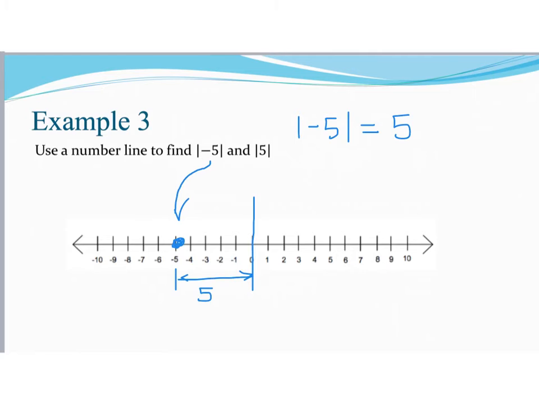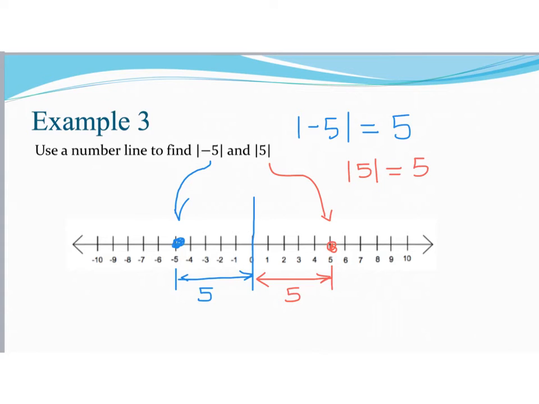Likewise, if I look at the absolute value of positive 5, my positive 5 falls over here, so I'm going to plot that there. When I look at this from a distance from 0 standpoint, I can see that I have 5 units there. So the absolute value of a positive 5 is also equal to a positive 5.